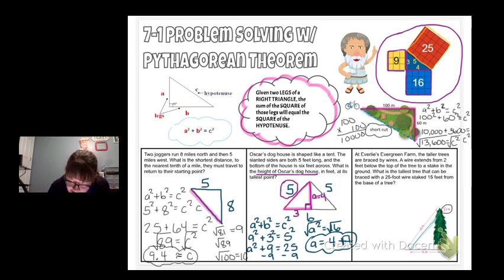What is the tallest tree that can be braced with a 25-foot wire staked 15 feet from the base of the tree? So here's our right triangle. 25 feet, 15 feet. Now, here's what's a little bit different. We want to know how tall the tree can be. Well, this 2 feet right here is not included in our triangle. So we'll have to come back and add that 2 feet once we find out how long that leg is.